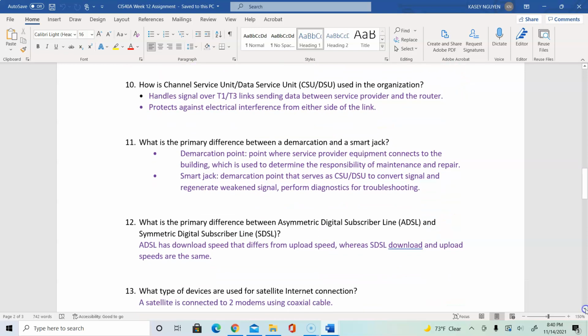For 12, what is the primary difference between asymmetric digital subscriber line ADSL and symmetric digital subscriber line SDSL? ADSL has a different download speed compared to upload speed, whereas SDSL download and upload speeds are the same.